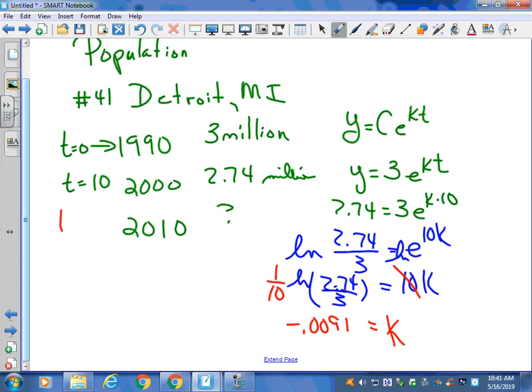And then, of course, this will be t equals 20 is what we're looking for. So we go back and we fill in everything now, so that we can find out what it will be in 2010.